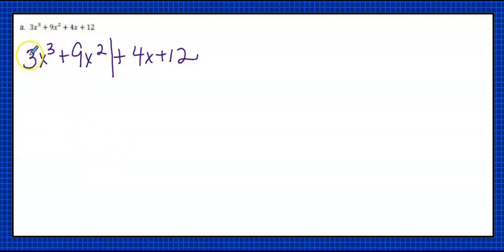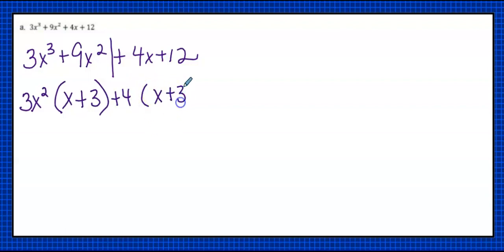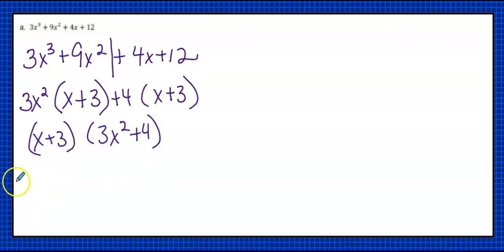So let's do, this side is 3x squared is the GCF. And then once I take that GCF out, I have x plus 3 left. And then if I take the GCF out of this side, I take out 4, and that would be x plus 3 also. So now I have an x plus 3 that's a factor of each of these that I can take out. So one of my factors is x plus 3, and the other one is 3x squared plus 4. So I know that one of my roots then, if I set this up equal to 0, is going to be -3. So that's one of my answers.